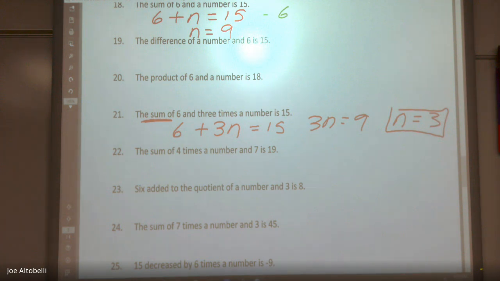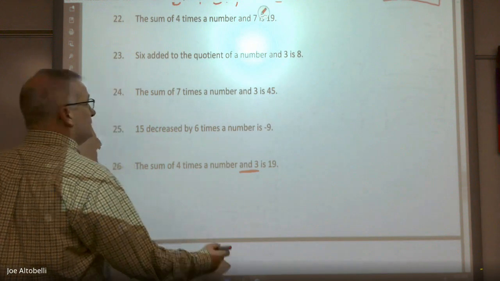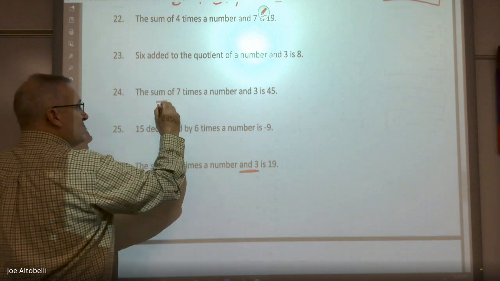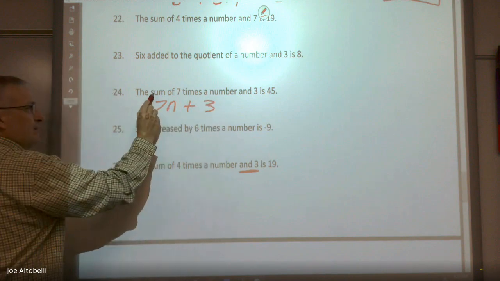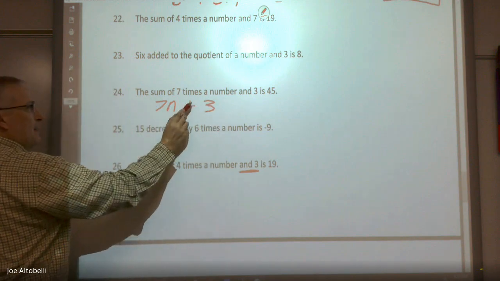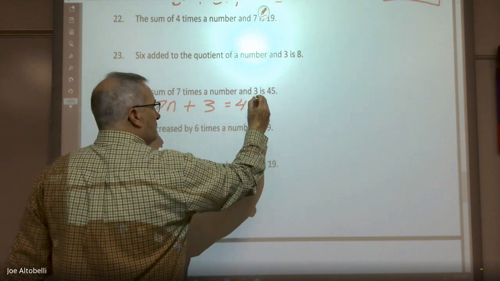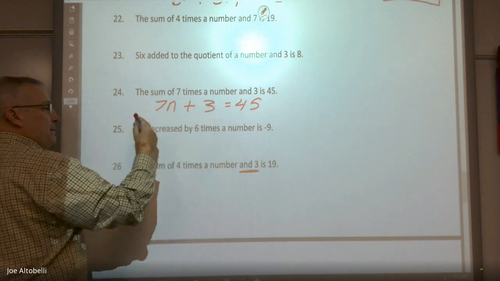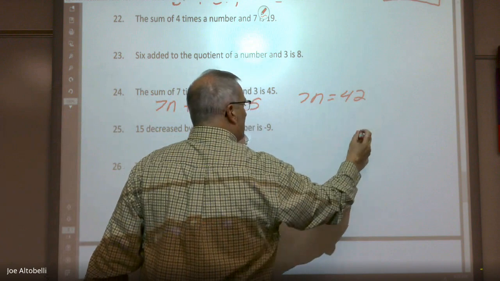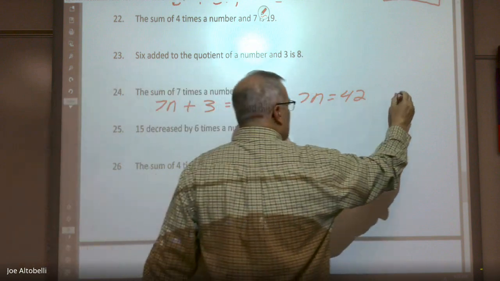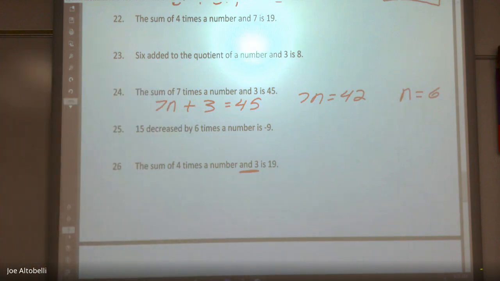Number 24. The sum of 7 times a number and 3 is 45. So I'm adding 7 times a number and 3. Two-step equation, subtract the 3, and then divide by the 7. We get n equals 6.